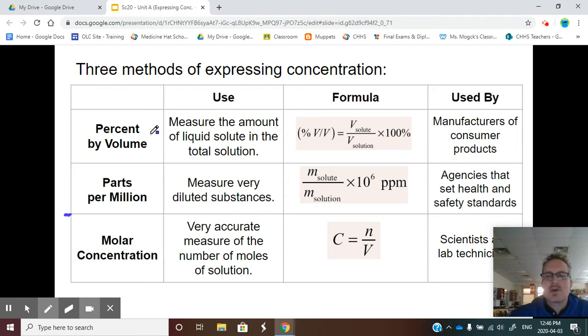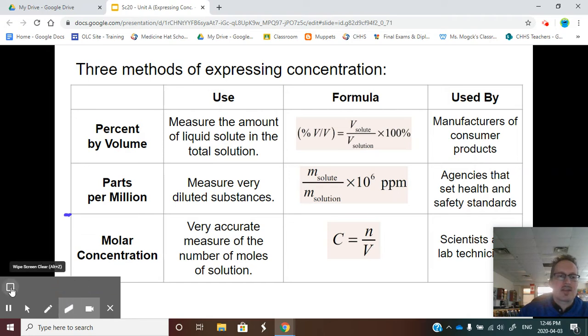Molar concentration is what we tend to use as scientists. This is the one that we use more often in the chemistry lab. We're going to save this one for the next lesson when it comes to the math part. I'm going to clear that little line.